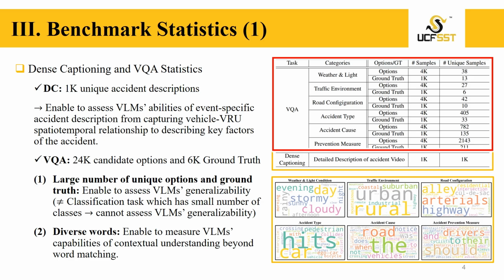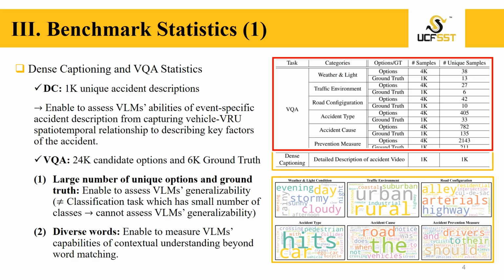There are several important characteristics of these VQA annotations. First, the dataset contains a large number of unique options and ground truths. For example, the accident prevention measure category includes over 2,000 unique candidate options and more than 200 ground truths. Similarly, the accident cause category contains more than 700 candidate options and over 100 ground truths. This richness enables us to assess the generalizability of vision language models, unlike standard classification tasks, which have only a small number of fixed classes.